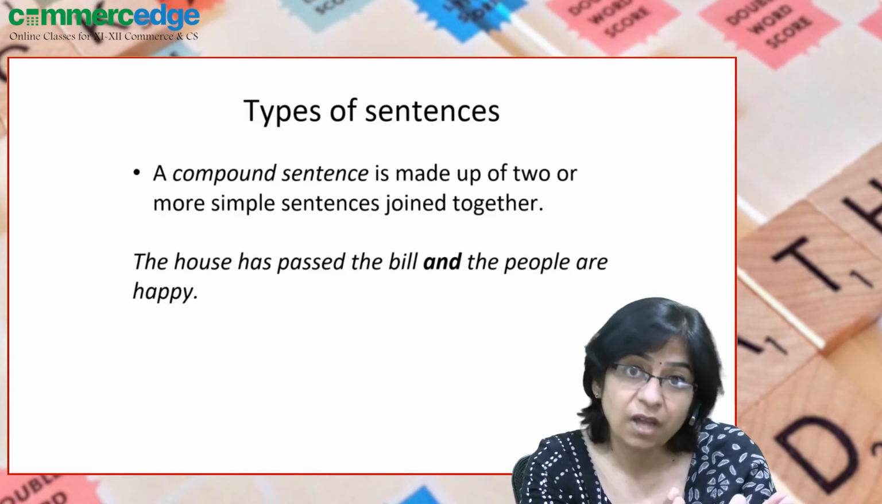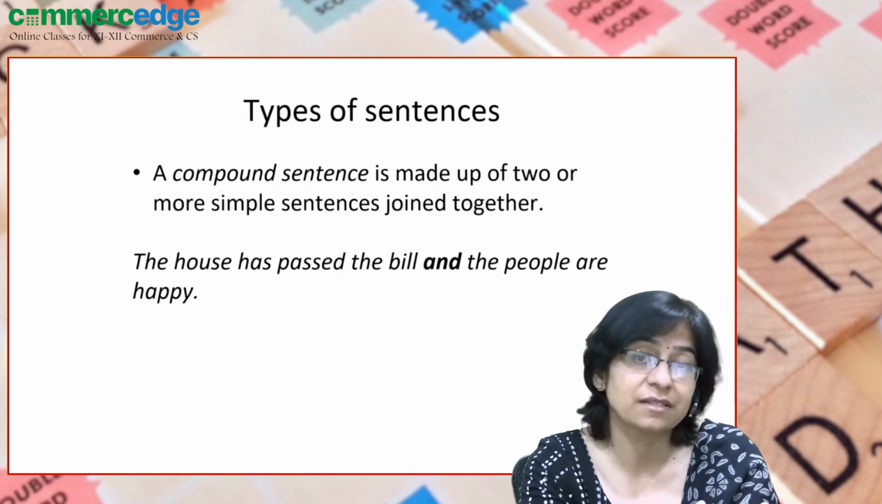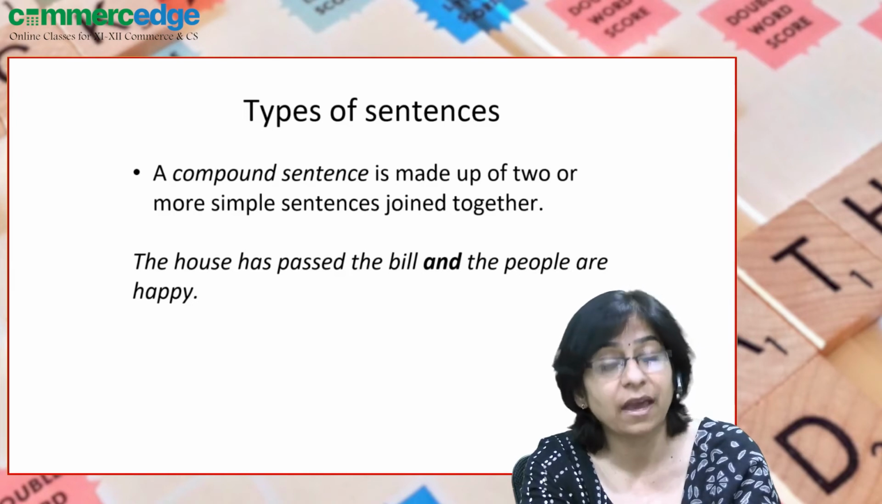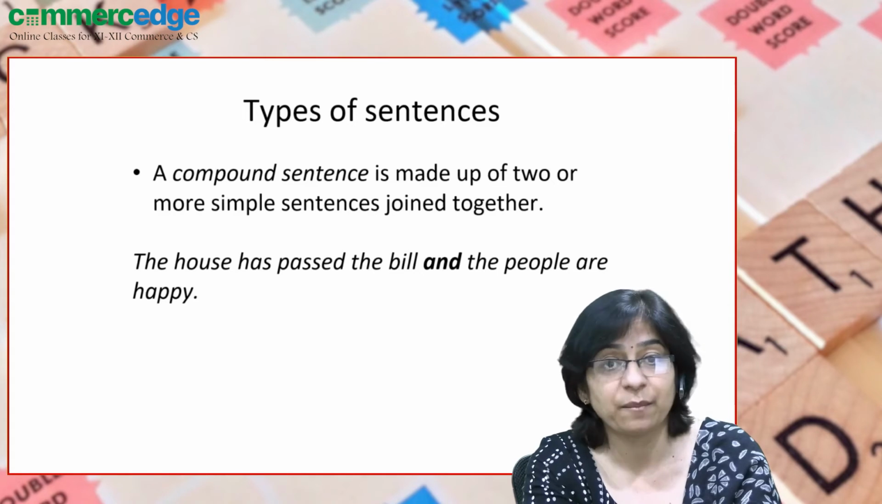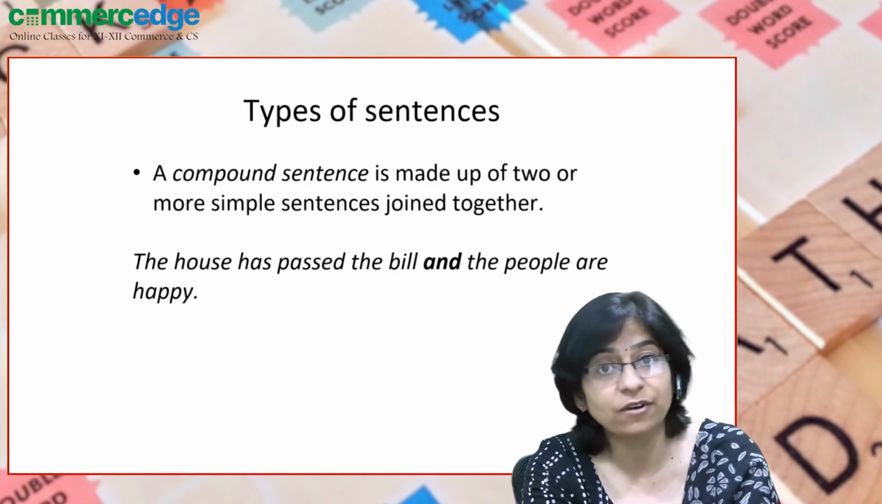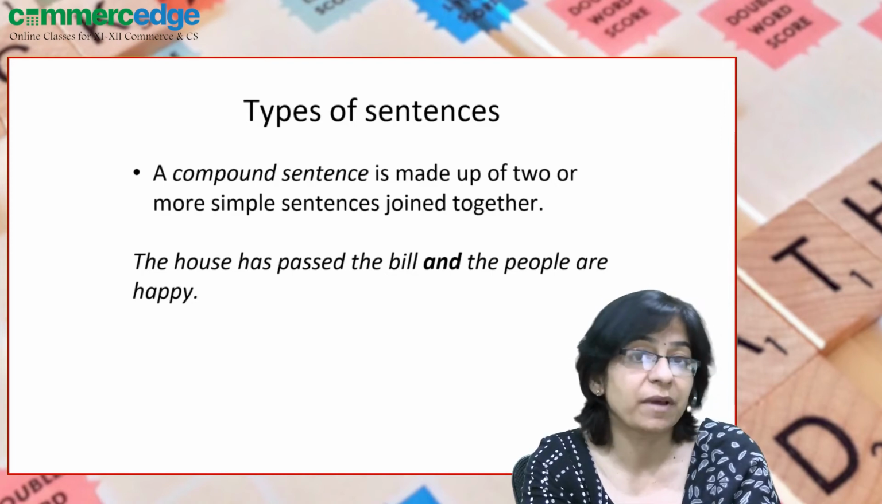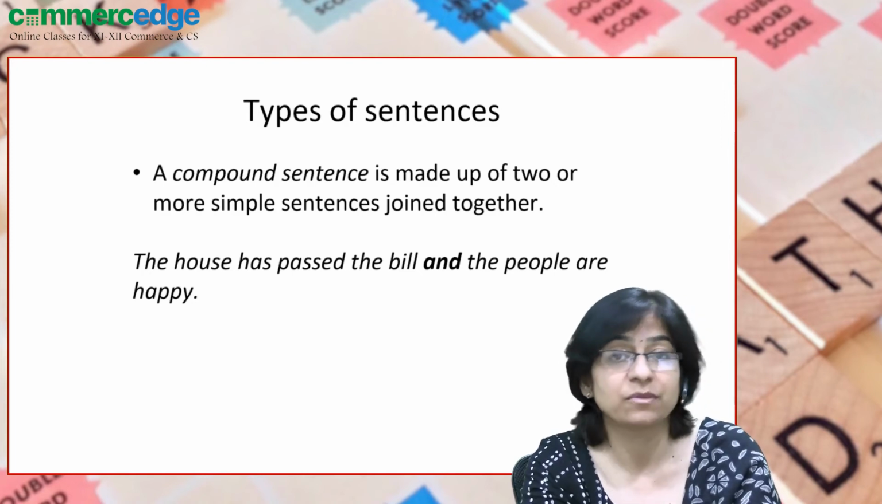Now, the house has passed the bill is one complete statement which has its own subject, a verb, and an object. And the second sentence, and the people are happy, is an independent sentence which has a subject and a verb component. These two sentences have been joined by the conjunction and, and that's what makes it a compound sentence.